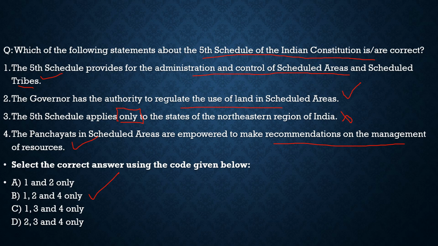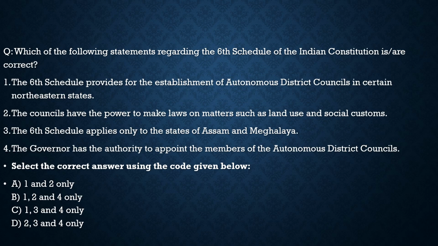In the next question, the question says, which of the following statements regarding the sixth schedule of the Indian Constitution are correct? The first statement says, the sixth schedule provides for the establishment of autonomous district councils in certain northeastern states, 100% correct, nothing wrong with this. In this autonomous district council, we should know that there are 30 members. It is a 30-member body in which only 4 are nominated by the governor. So the governor's role is very much limited, and 26 are elected by the people. So it is the people's body.